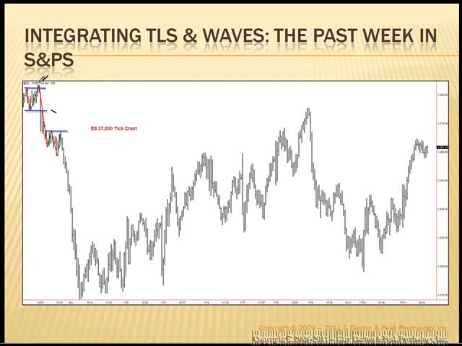It tries to jump over the top of it, and it fails to follow through. We call this an upthrust. We'll talk about that next week. And the market drops down. And what do we notice immediately? What do we notice immediately in terms of the wave structure of the market? Anybody?